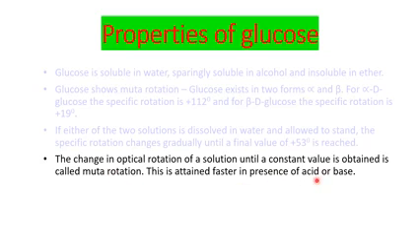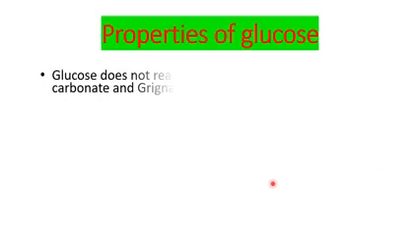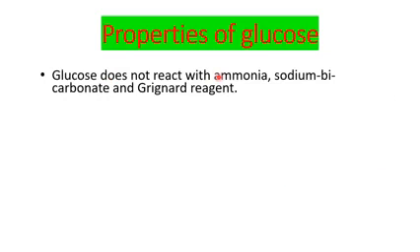It is catalyzed by acid or base, so basically it is attained faster in the presence of acid or base. Glucose does not react with ammonia, sodium bisulfite, and Grignard reagent, unlike aldehydes and ketones, because of its cyclic structure. The cyclic structure prevents the aldehyde from reacting with ammonia, sodium bisulfite, and Grignard reagent, whereas normal aldehydes will react with them. There is a difference in the aldehyde group present in glucose.